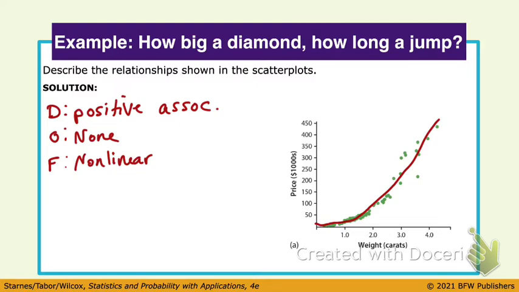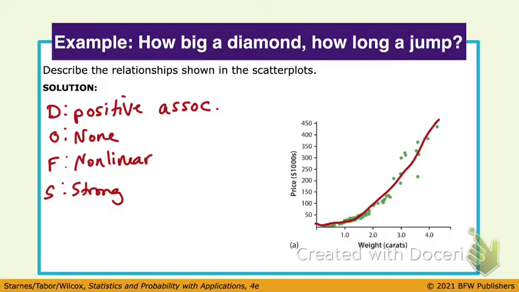All right, direction, outlier, form, and strength. How strong do the dots correlate to the pattern that you see? Very strong. That's pretty strong. So I would say it's strong. That was easy, right? Let's do it again.